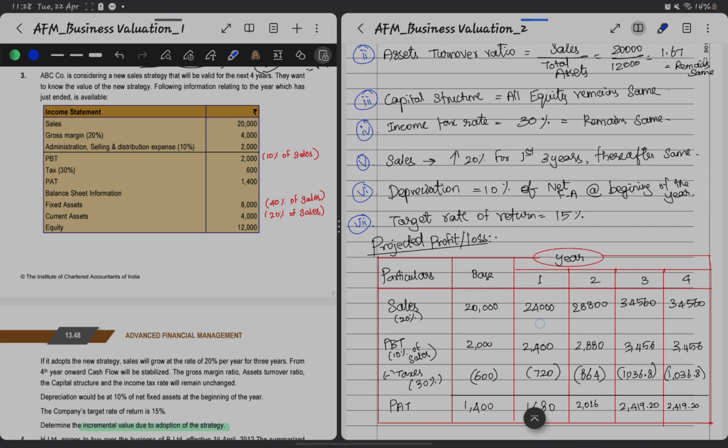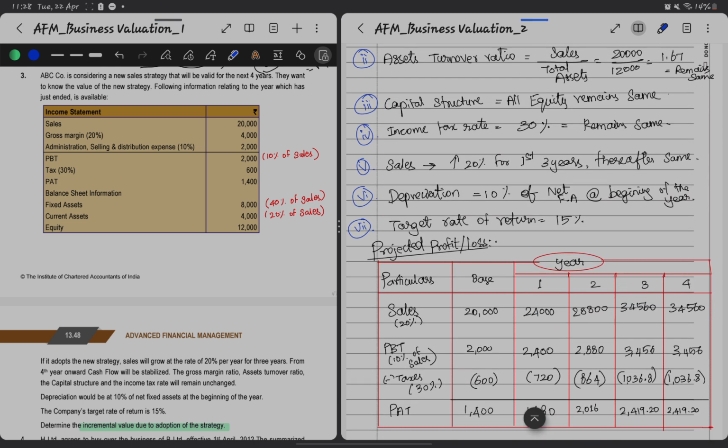Then profit before tax, we can see it is 10% of sales. Then tax 30%, PAT 1,400. In balance sheet, fixed assets, current assets, and equity is given. This contributes the total assets. There are no other assets other than these two.